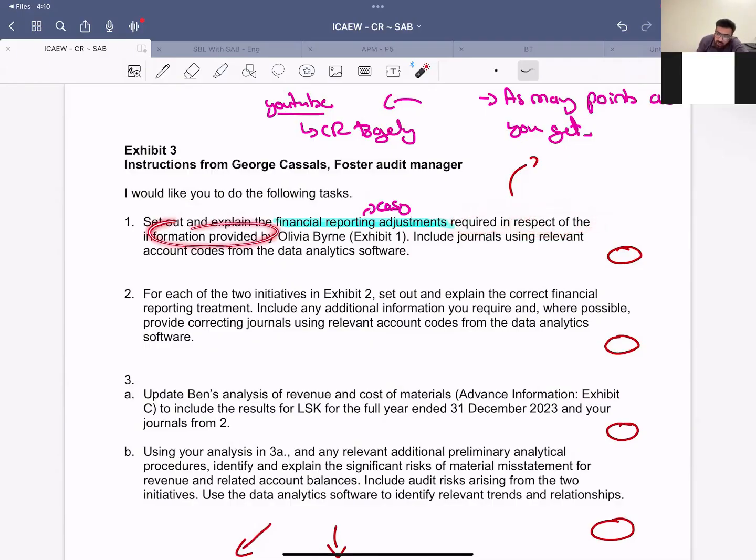Required in respect of the information provided by Olivia Byrne: include journals using relevant account codes. So these are GLs. Here the corporate experience would prevail. Those who have worked in GLs, general ledgers, know the working, so they would be running that software much more smoothly, right? So in respect of the information provided by Olivia Byrne, include journals using relevant account codes from the data analytics software, right? Here we would be learning to use the software as well in these classes.